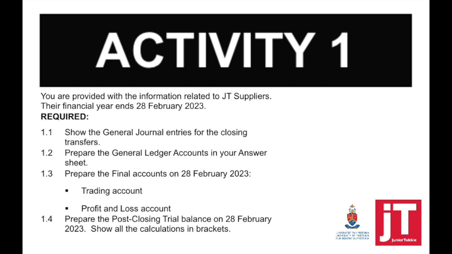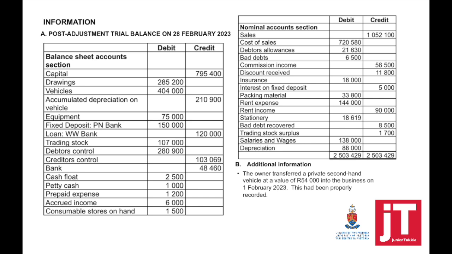And when we're looking now at this activity, I'm going to focus on the steps on how to do the closing transfers. So we are provided with the post-adjustment trial balance on 28 February 2023. This means after adjustments have been done. It consists out of the balance sheet account section and the nominal account section. Then they provided you with additional information. The owner transferred a private second-hand vehicle at a value of $54,000 into the business on 1 February 2023. This has been properly recorded.